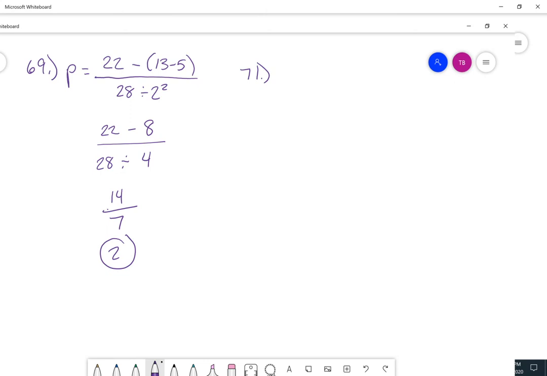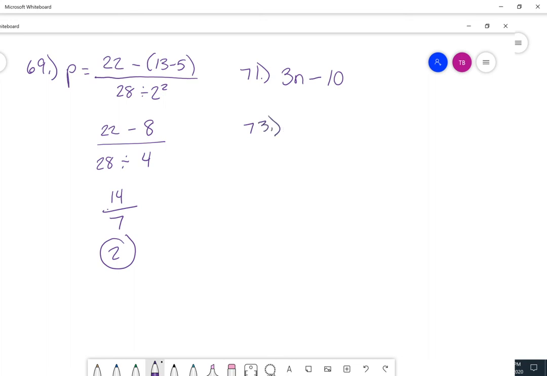Number 71, write an algebraic expression for each verbal expression. So this is what we learned on our first day of class. We've got 3 times a number n decreased by 10. So 3 times a number n is 3n, and it is decreased by 10. And there's our answer.